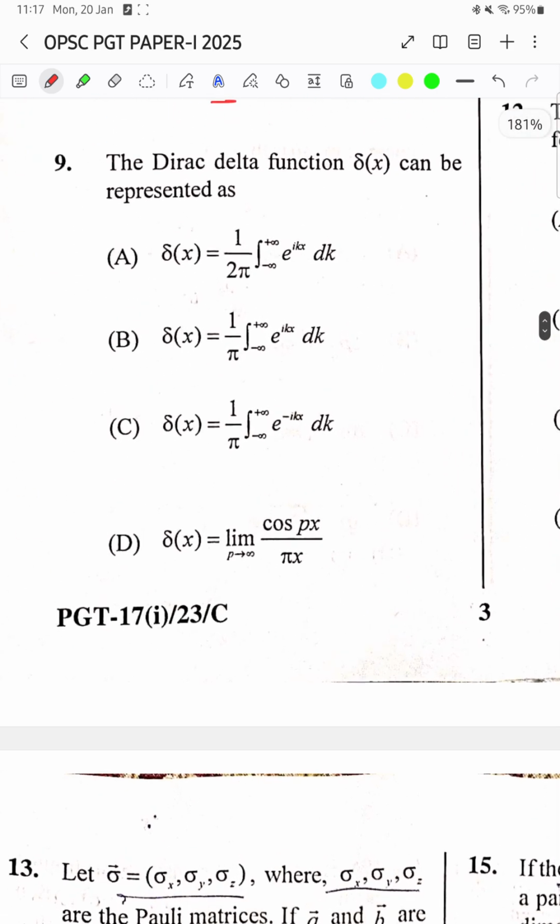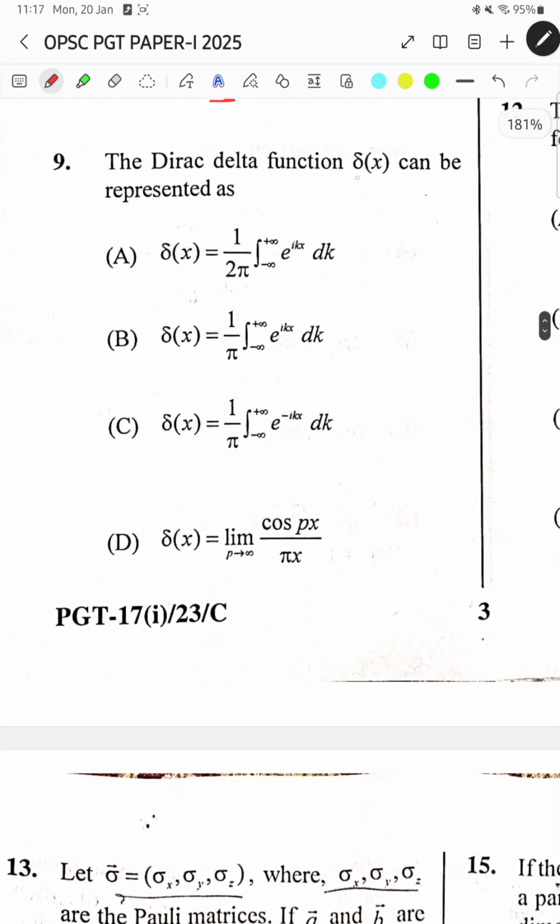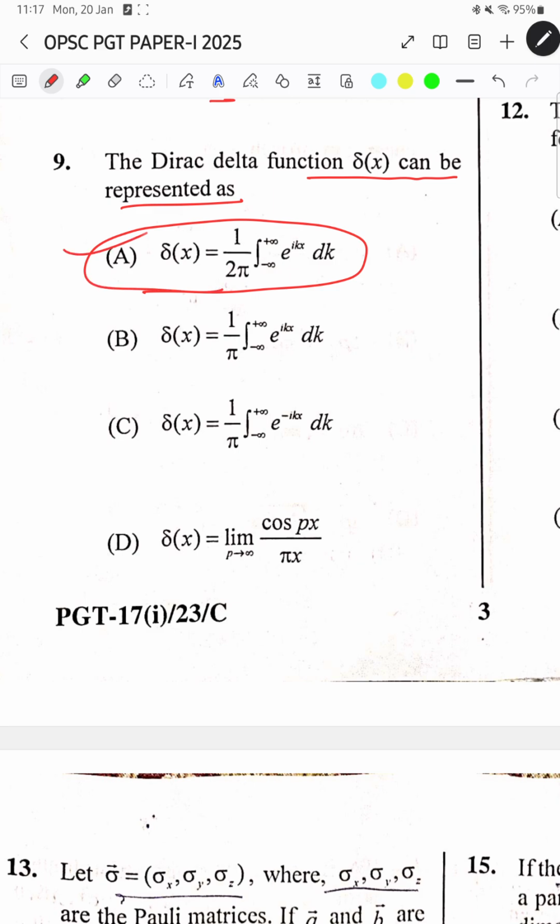And the next question is the direct question from the book. The Dirac delta function delta x can be represented as. This is just the Fourier transform of Dirac delta function. If you do the Fourier transform of Dirac delta function, you could get the answer as this. This is your correct answer.